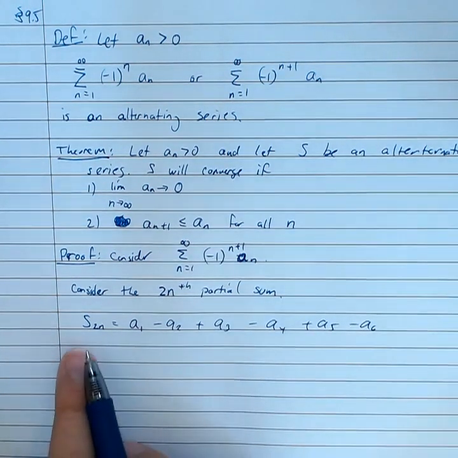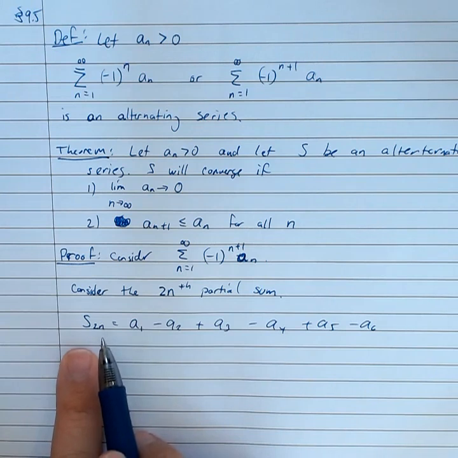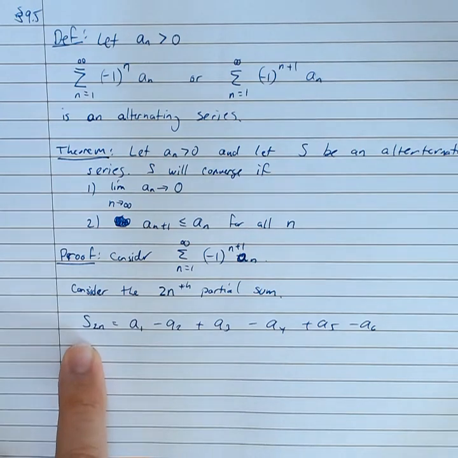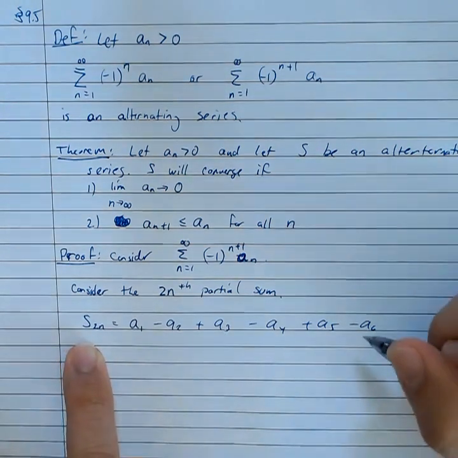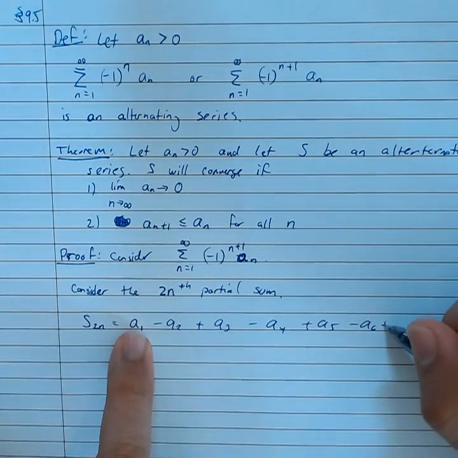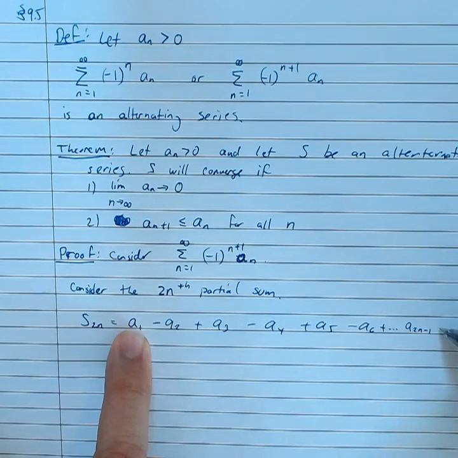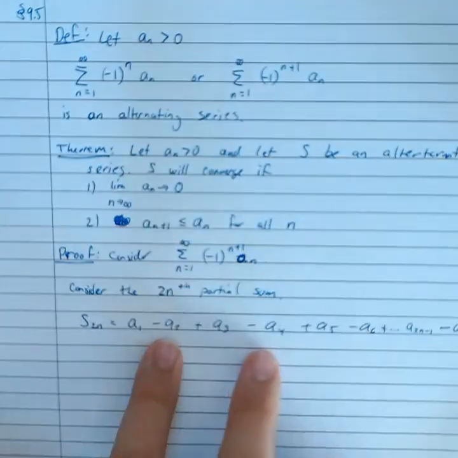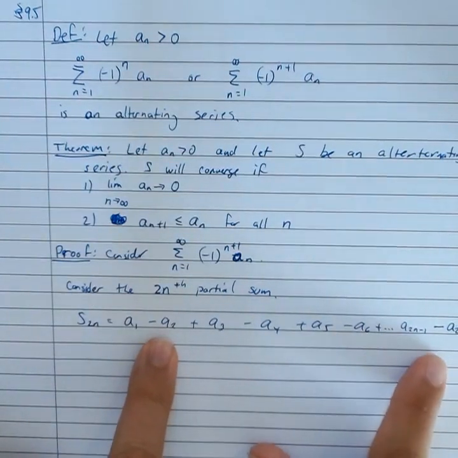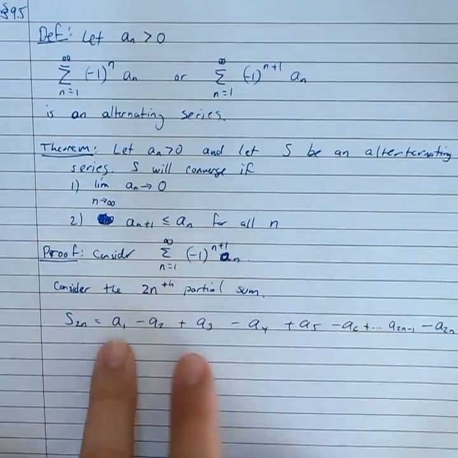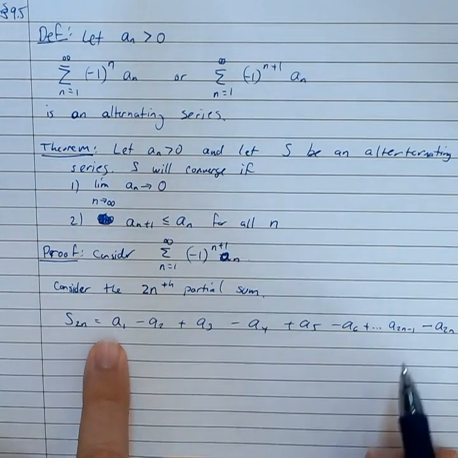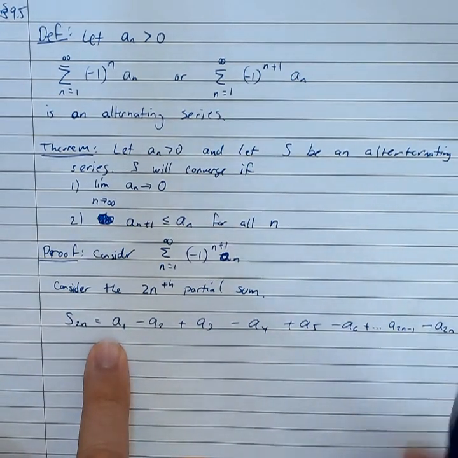Now here we have a 2nth partial sum, the partial sum with an even number of terms. So every one will have a partner. All right? So here I'm going to say plus dot dot dot, and eventually we're going to get to a sub 2n minus 1 minus a sub 2n. All right? Notice the even ones are always the ones that are being subtracted. The odd ones are always the ones that are positive. So here the odd one is positive and the even one is being subtracted.